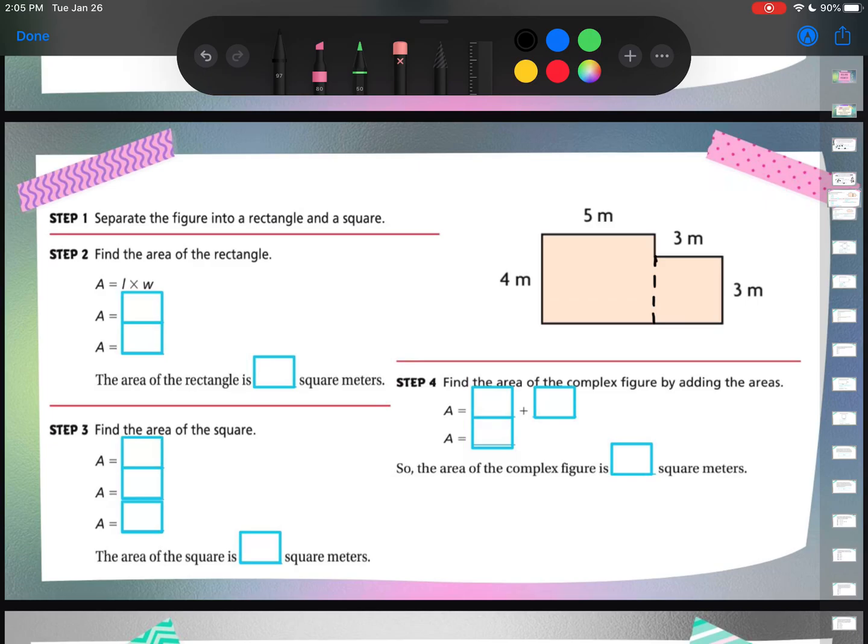So let's find the area of our rectangle first. So our rectangle is going to be this 5 meters by 4 meters. So that would be 5 times 4 to find the area. Well, 5 times 4 is 20. So that means the area of the rectangle is 20 square meters.